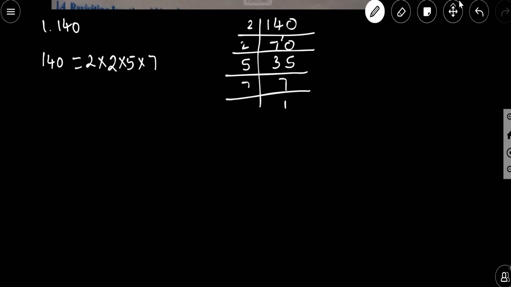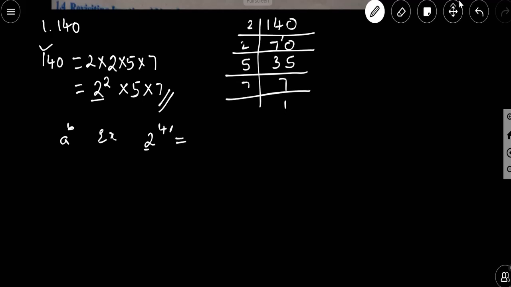Okay, so I can rewrite this equation as 2 to the power of 2 into 5 into 7. So these are the prime factors of the number 140. Now I hope you know what this is. It is in the form of a to the power of b. For example, if I have 2 to the power of 4, that means 2 is multiplied 4 times. So the number 2 only is being multiplied 4 times.